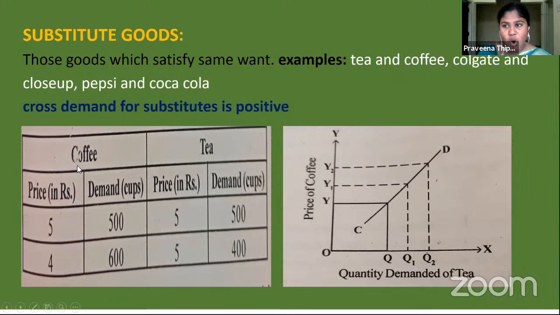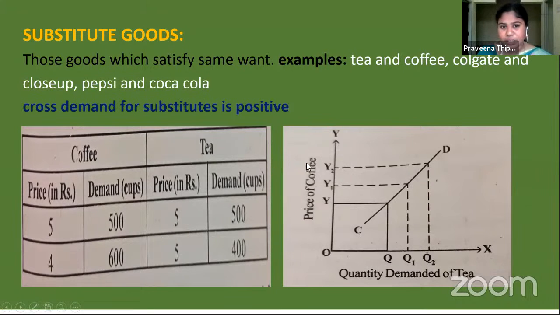When the price of coffee is 5 rupees, the quantity demanded is 50 cups. And when the price of tea is 5 rupees, the quantity demanded of tea cups is 500. Now when the price of coffee has reduced to 4 rupees, what happens? When the price of tea has increased to 5 rupees, the people will demand the coffee.